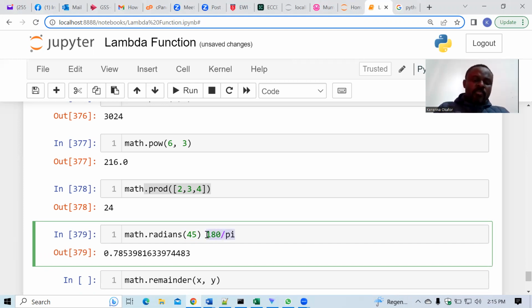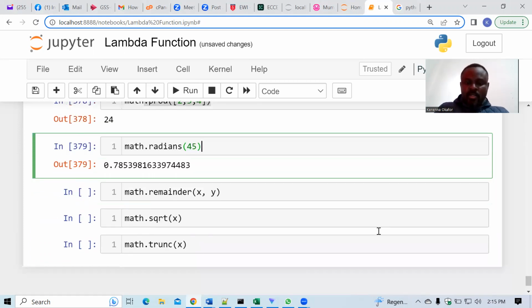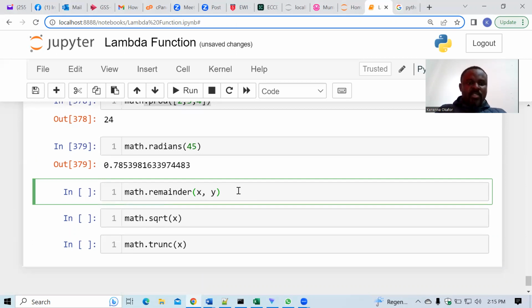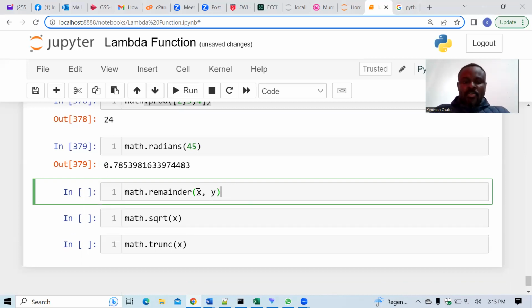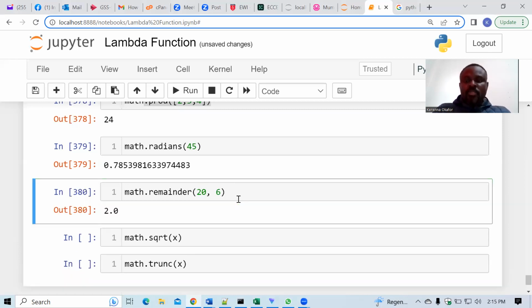Okay, so I'm really looking at time, so I need to make this faster. The math.remainder method, what does this return? It returns the remainder following a division operation. It's as simple as that. So I take 20 and divide that by 6. What will be the remainder? It simply returns the remainder as a floating point number, remainder 2. 20 divided by 6, that is 3, remainder 2.